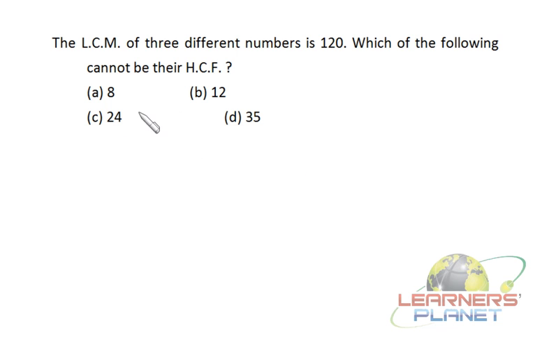Now in this question, the LCM of three different numbers is 120. Then which of the following cannot be their HCF? Friends, definitely the HCF should be a factor of LCM. That means which of the following is not a factor of 120, that we have to see. Now 120 is a multiple of 8, so it cannot be the right choice. 120 is even a multiple of 12, so it cannot be the right choice. Similarly 24 5s are 120, so even it cannot be the right choice. Now 35 is not a factor of 120, that means it cannot be the HCF. Okay friends.